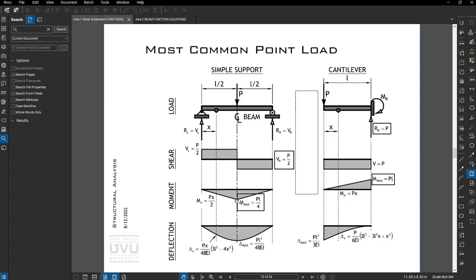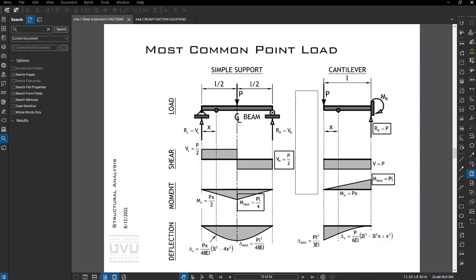If you want to find the moment at any point along this portion here, you would do P times x, x being this dimension, divided by 2. Similarly, on the deflection, we can find the deflection anywhere along here, or we can find the max as PL cubed over 48EI. We use the shear to design the web of a member. So in a wide flange beam, that would be the narrow vertical portion.